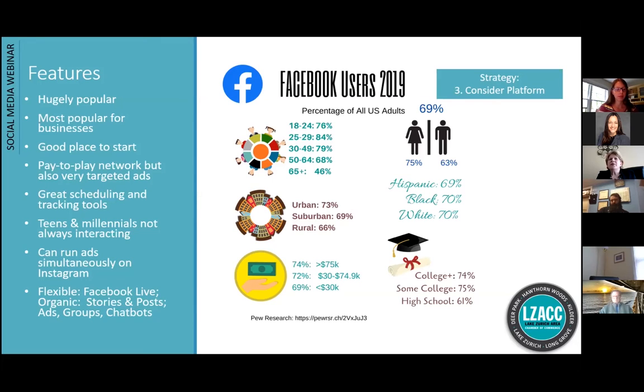So Facebook offers so many different things. It's a really flexible platform. It has Facebook Live, it has the posts, it has stories and posts, it has ads, it has groups, it has chat bots. It's also a platform that you can manage very easily within the platform itself, where you don't need a different scheduling tool because you can schedule right there in Facebook. And you can now also schedule Instagram within your Facebook platform.